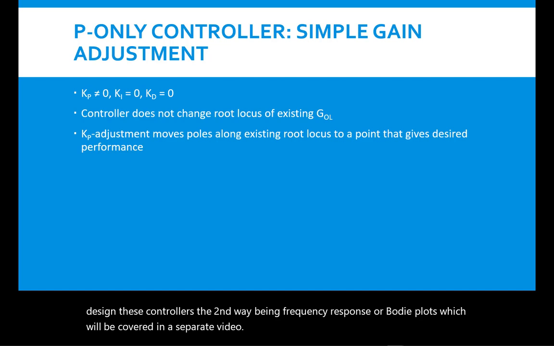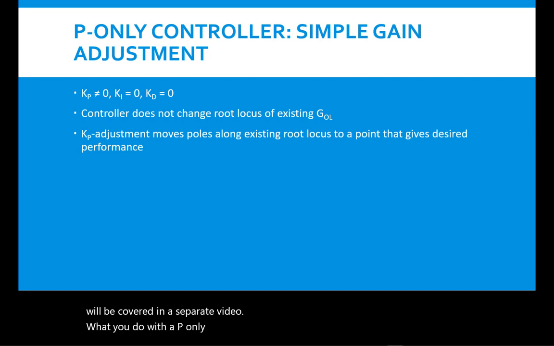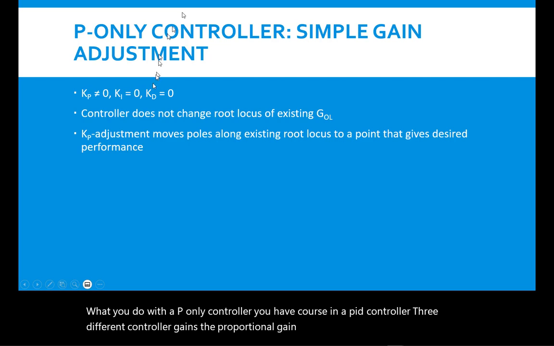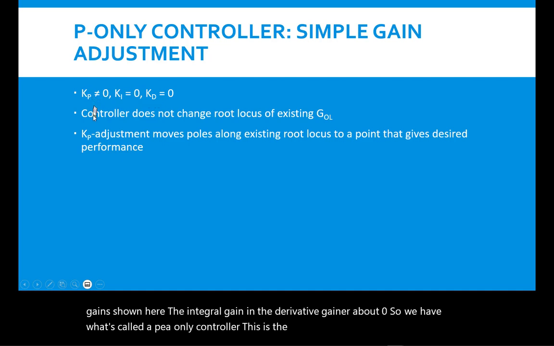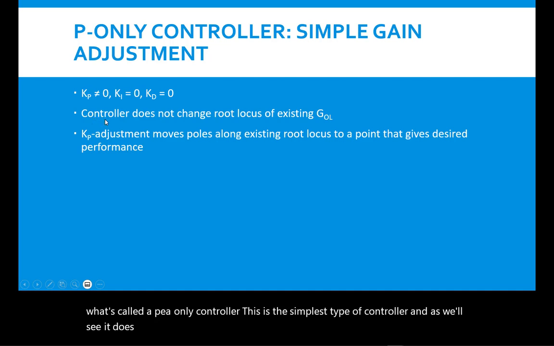In a PID controller, you have, of course, three different controller gains: the proportional gain, the integral gain, and the derivative gain shown here. The integral gain and the derivative gain are both zero, so we have what's called a P-only controller. This is the simplest type of controller, and as we'll see, it does not change the root locus of the existing open loop transfer function.